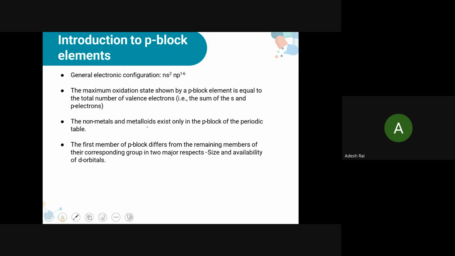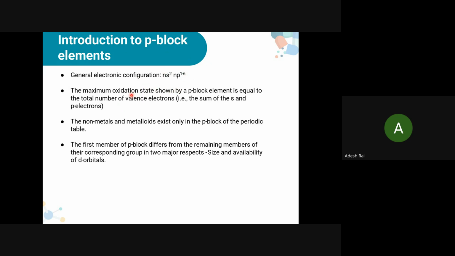Now, the general electronic configuration of p block elements is ns2 np1 to 6. For the boron family, it is ns2 np1. For the carbon family, it is ns2 np2. For the nitrogen family, it will be ns2 np3. Oxygen family, ns2 np4. Fluorine family, ns2 np5. And finally, for noble gases, it will be ns2 np6. Understood? Therefore, ns2 is common and the 1 to 6 is variable.